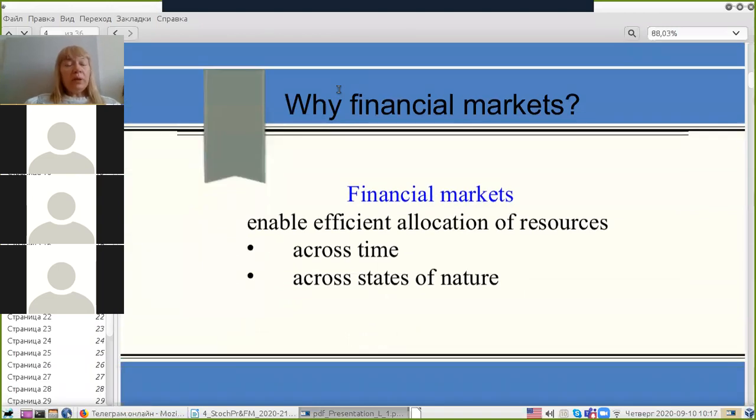So maybe you understand why we need financial markets. Financial markets exist because they enable efficient allocation of resources across time and across states of nature.